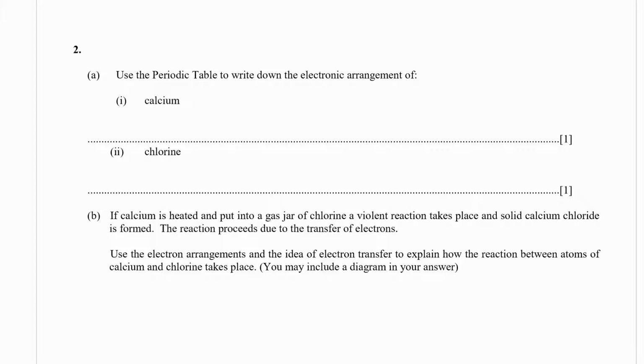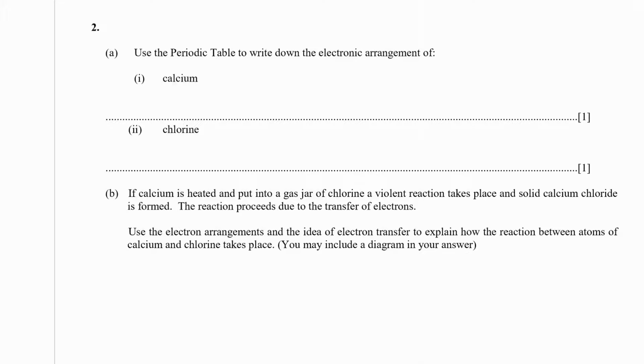Use the periodic table to write down the electron arrangement of calcium. Now, similar style to the magnesium one. In fact, calcium is just one group down, one period down in the same group as magnesium. So this is 2, 8, 8, and then 2. Okay.